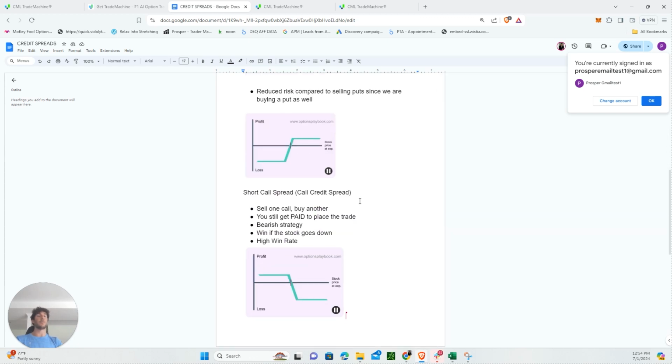The other one, when it comes to credit spreads, is a short call spread, also known as a call credit spread. So you're selling one call and buying another.